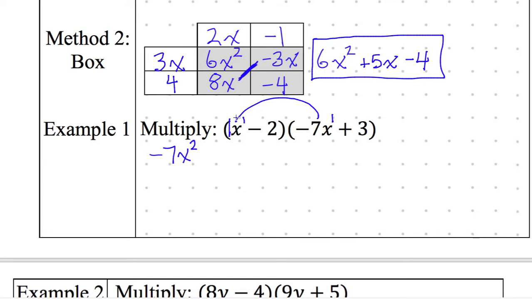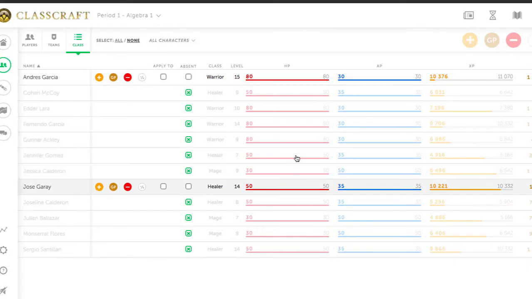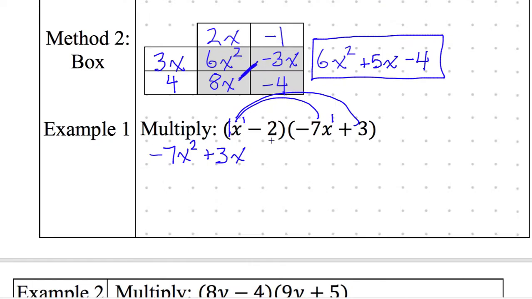Next. Outer. Yes, so these outer terms, x times 3, is 3x. Jose has it. Okay, Andres, what's next? Plus negative 7x. You multiply, so negative 2 times negative 7x, and that is positive or negative? Positive 14x. Thank you.